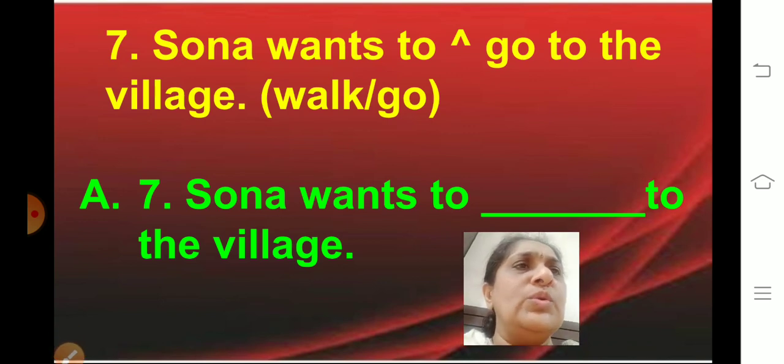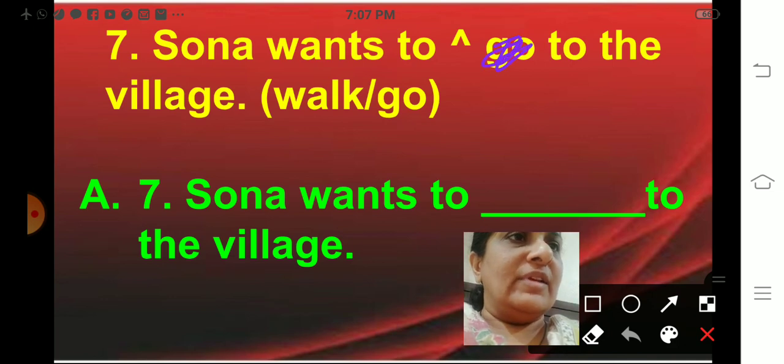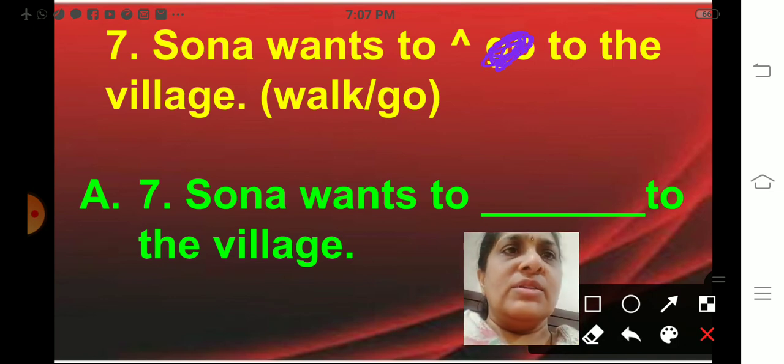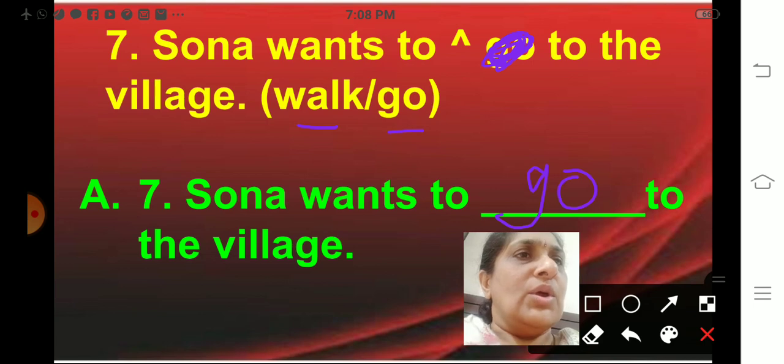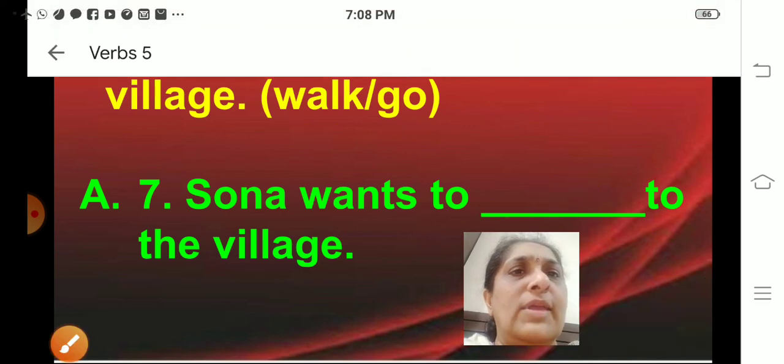Sona wants to dash go to the village. Yes, and the answer I have already written by mistake. Sorry. Sona wants to go to the village. So walk or go? The correct verb is go. Sona wants to go to the village. Next.